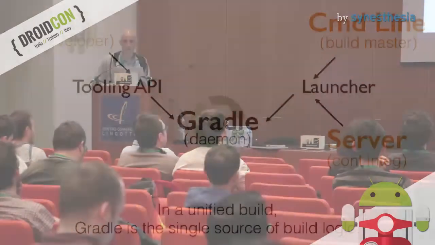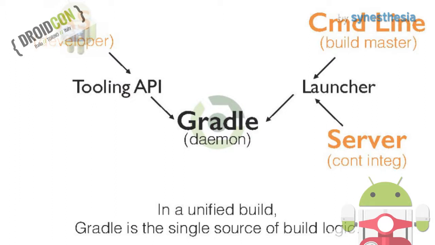So let's take a deeper look at how this is achieved, to have the single truth of build logic. We can see in the center there's Gradle, that's your build system. More specifically, the Gradle daemon, that's the part that executes your build. And we'll see more about that in a second. You can interact with this through different means. And that's exactly the point. We come from different directions, always back to the Gradle build.